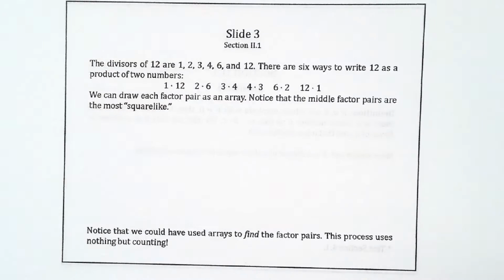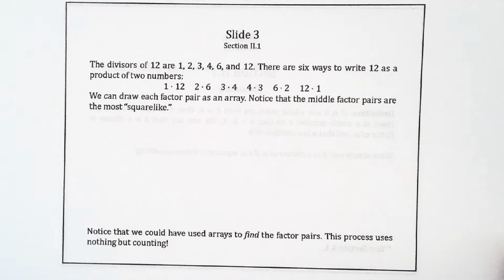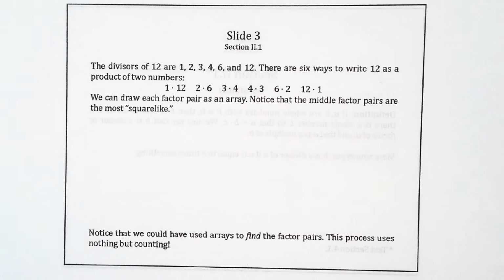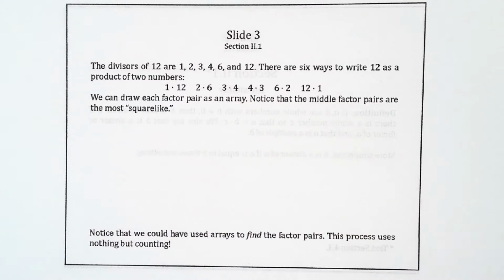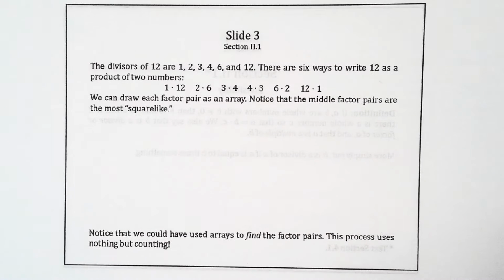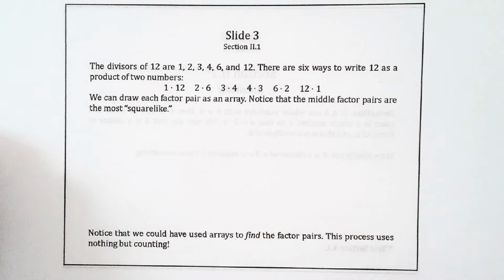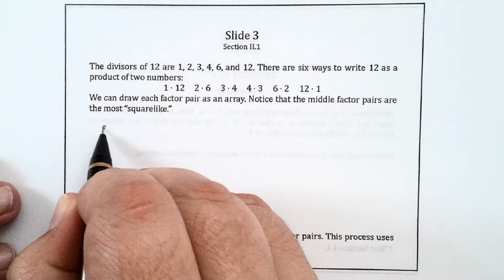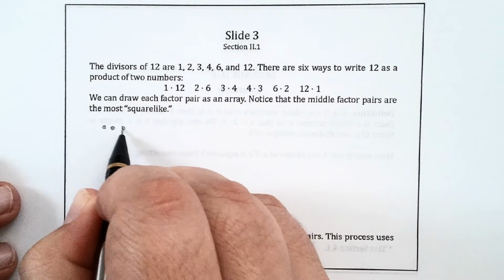Okay. So for example, the divisors of 12 are 1, 2, 3, 4, 6, and 12. There are 6 ways to write 12 as a product of 2 numbers. Okay, so you can call these the factor pairs. You have 1 times 12, 2 times 6, 3 times 4, 4 times 3, 6 times 2, and 12 times 1. So we can draw each factor pair as an array. Let's do that. We have 1 times 12. That's just a 1 by 12 line.